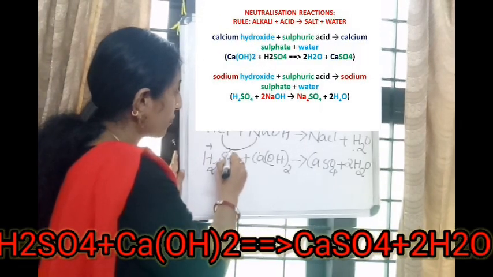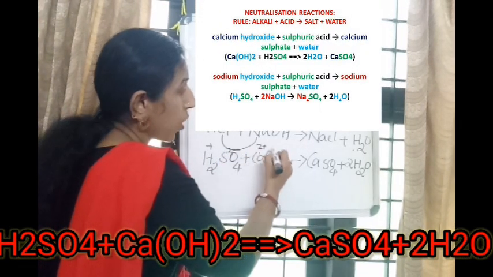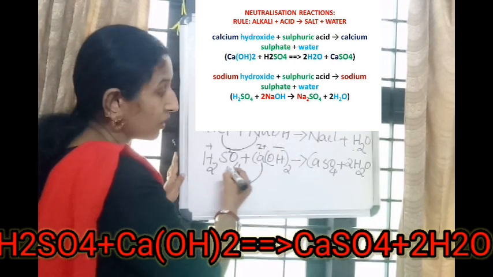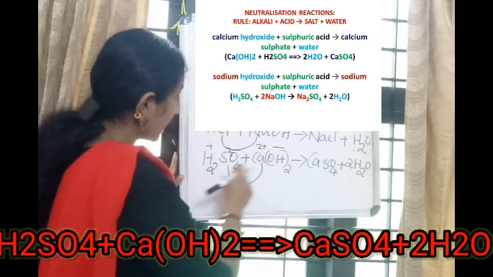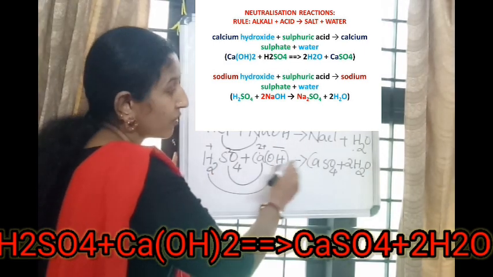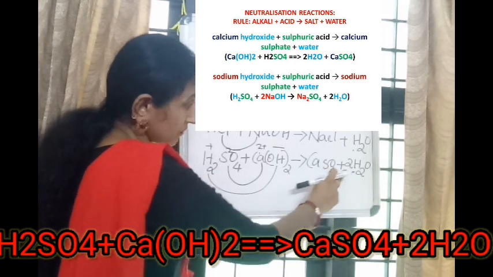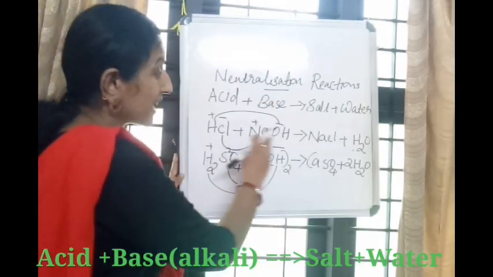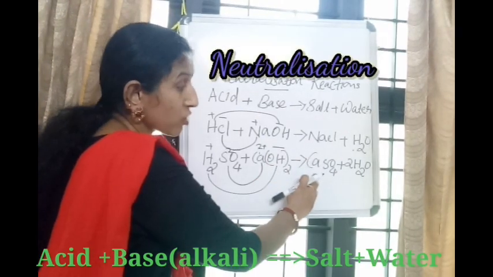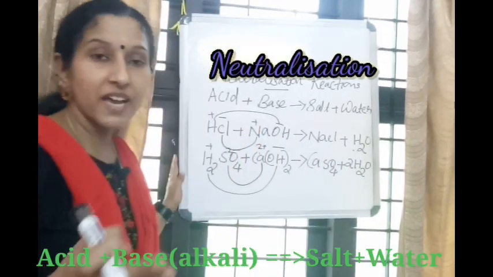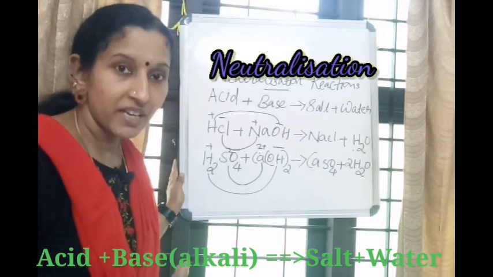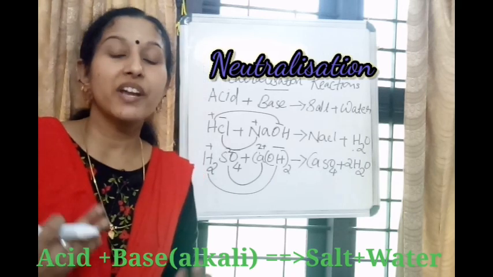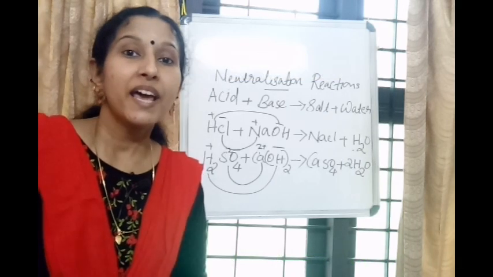And what about here? H plus, SO4 2 minus, Ca2 plus, OH minus. When calcium reacts with the SO4, we get calcium sulfate, and when hydrogen reacts with OH, we get the product water. Calcium sulfate is a salt, and we also get water. So if an acid reacts with the base to form salt and water, such reactions are known as neutralization reactions.